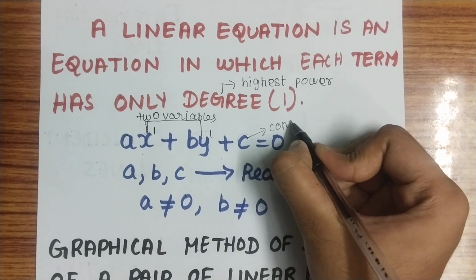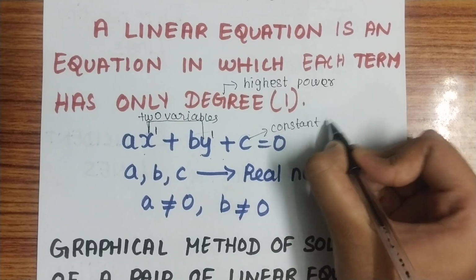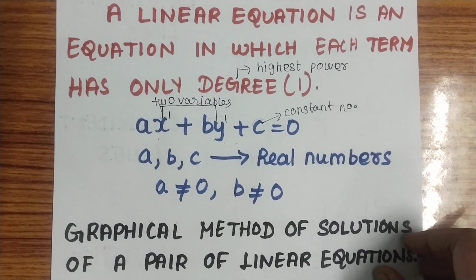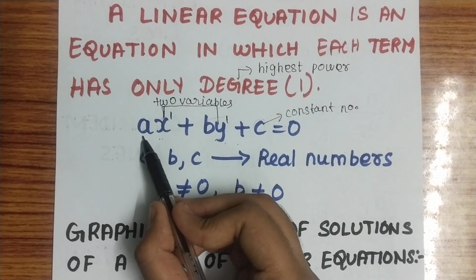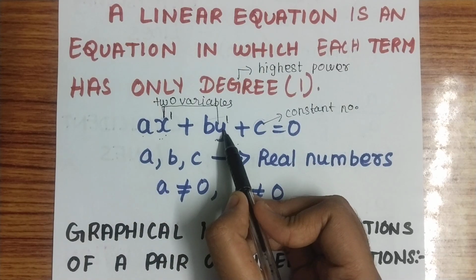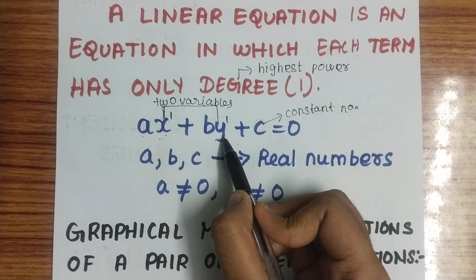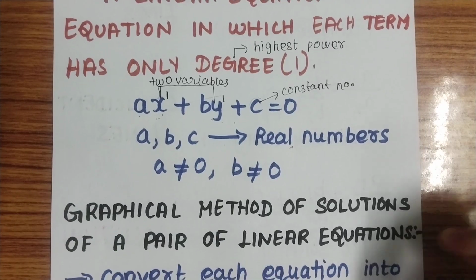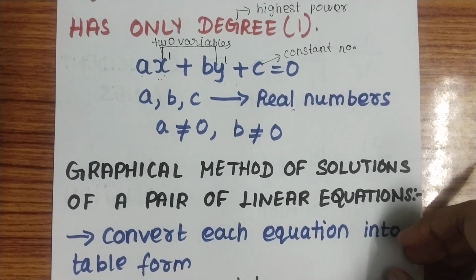And c is a constant number. Here a is the coefficient of x and b is the coefficient of y. These can be real numbers, and a is not equal to 0.